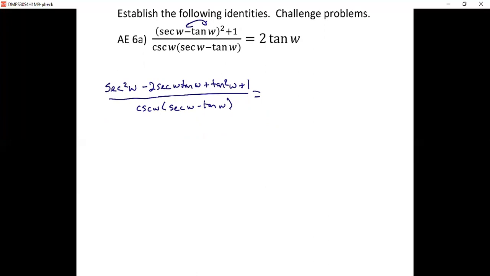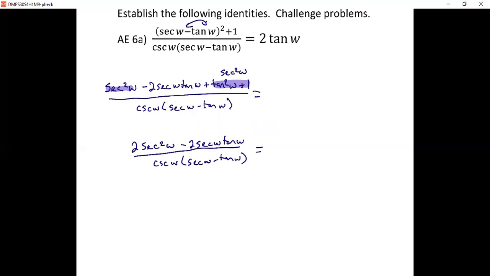I know that tangent squared plus 1, if I use my Pythagorean identity, is equivalent to secant squared. So now I will have, and I'm going to cut to the chase here, my numerator becomes 2 secant squared w, which is what I have there, minus 2 secant w tangent w over my denominator, cosecant w times secant w minus tangent w. All right, so, should I distribute or not? That's not my question.